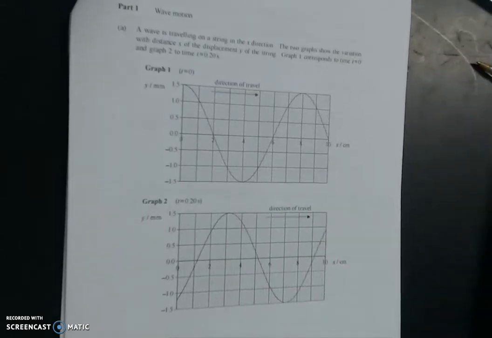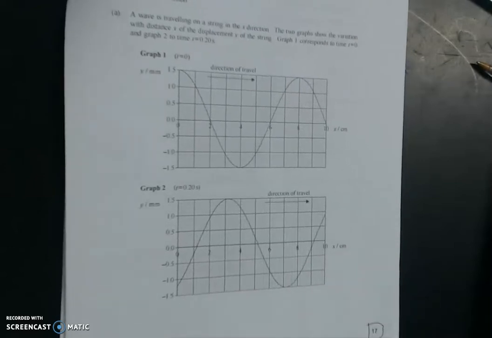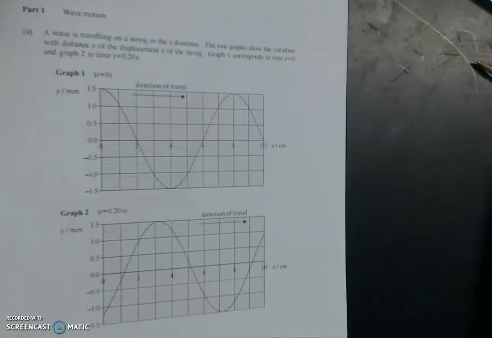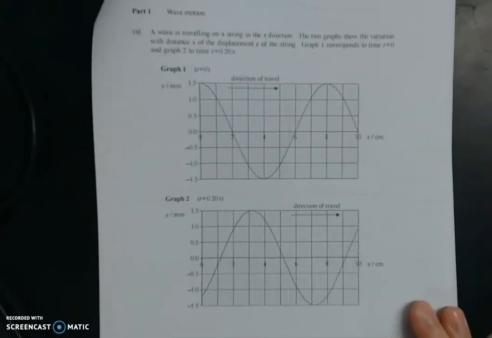Can you see the screen or not? Okay, I guess I'm going on. I'm unsure if there's a problem or not. I'm hoping that you guys are hearing me okay.